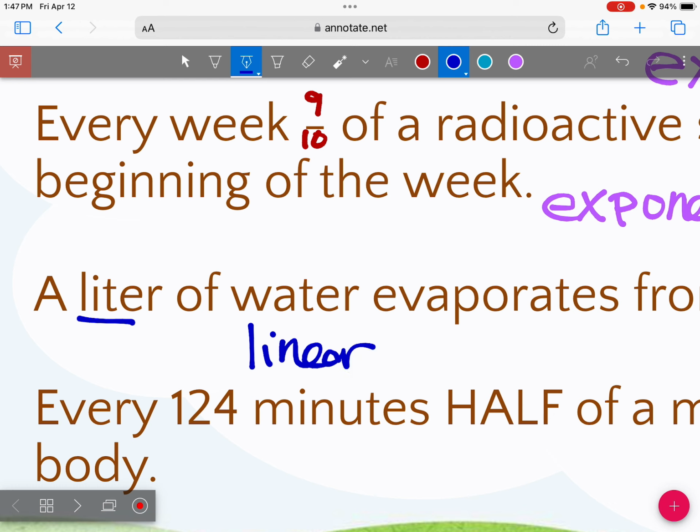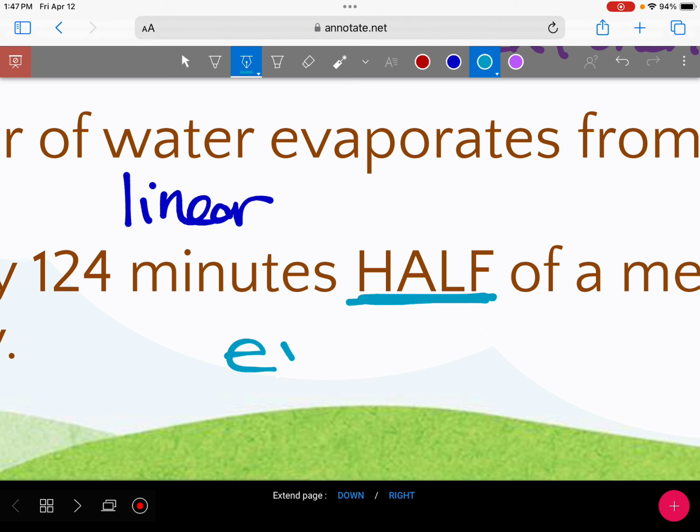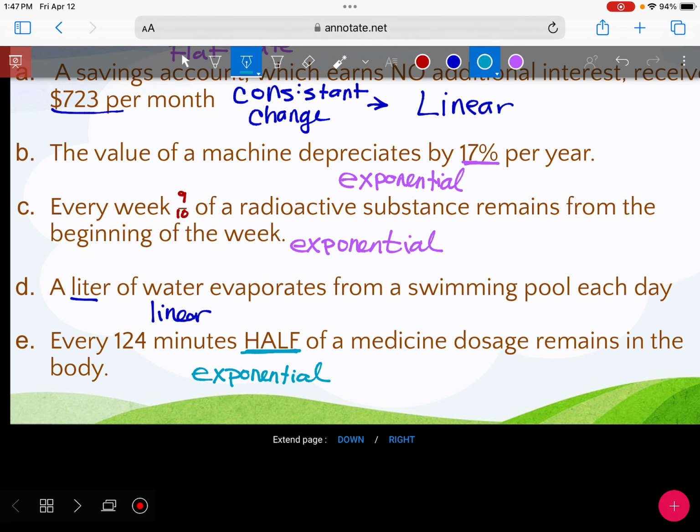How about E? Exponential. Because it's half. They threw you off with that 124 minutes. So since it's half, it's exponential. That's actually a special thing called a half-life, which we'll get into briefly a little bit later on. That's more of a chemistry thing, but we touch on it a little bit. Okay, so questions on how we can tell if it's exponential or if it's linear from the words?